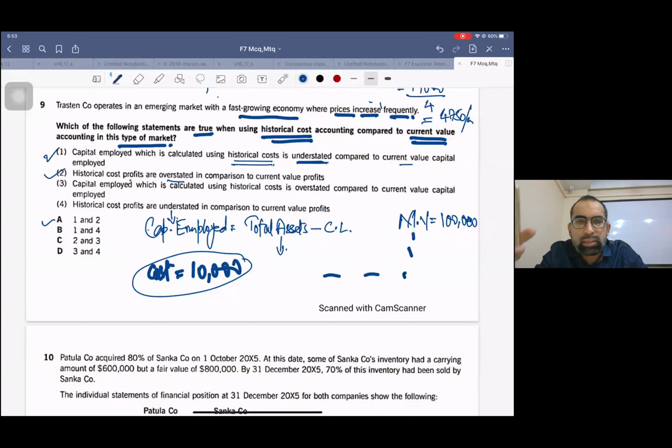Oh yes, somebody is asking a very special question regarding operating lease. My dear student, we don't book ROU in operating lease. So when we don't book ROU, how can we depreciate? So no more depreciation in operating lease, please.